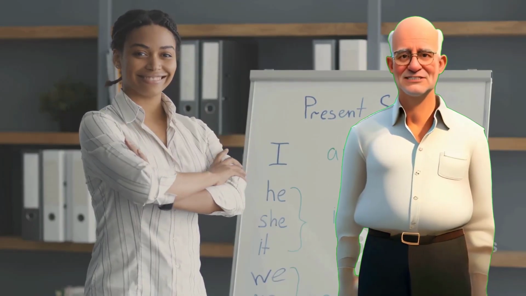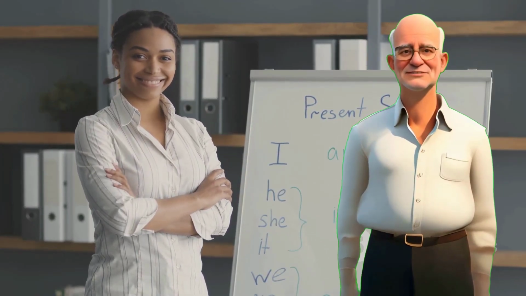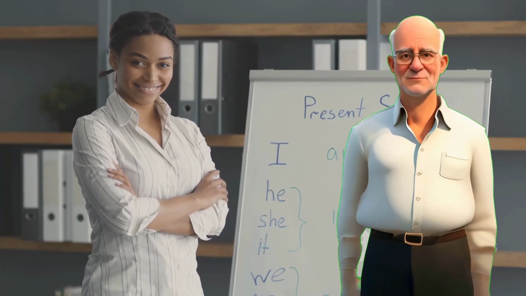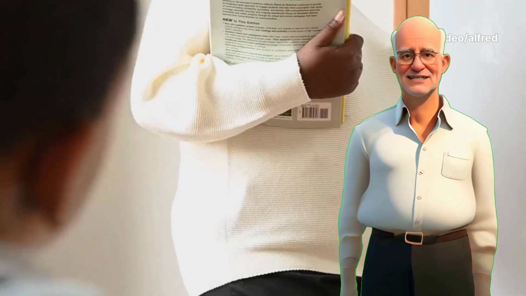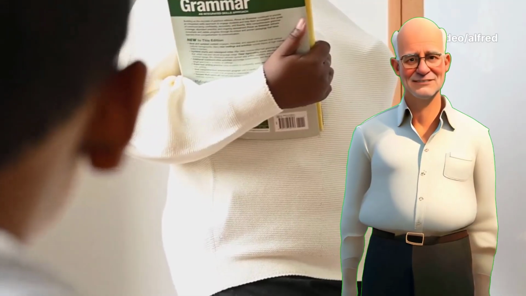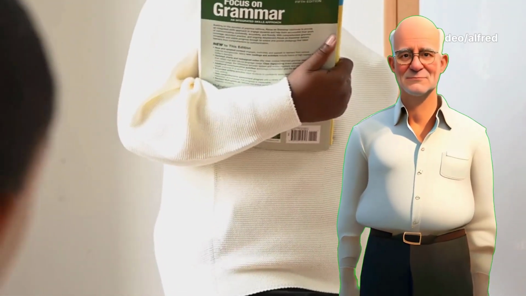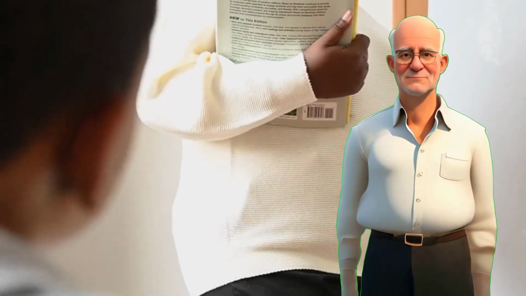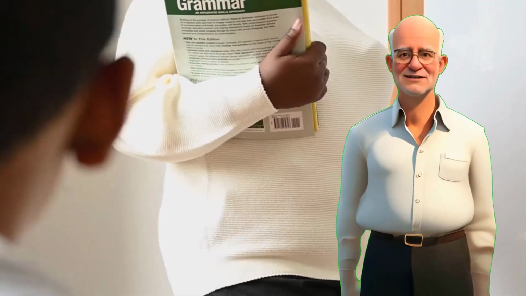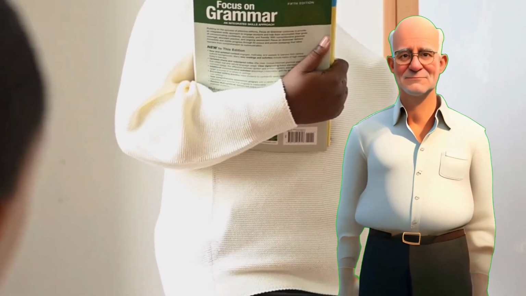The verb to be has different forms. These forms change depending on the subject and the tense of the sentence. Understanding these forms is crucial for proper grammar. We use is, am, or are. Am is used with I, is used with singular subjects, and are is used with plural subjects. For example, I am a student, he is a doctor, and they are friends.